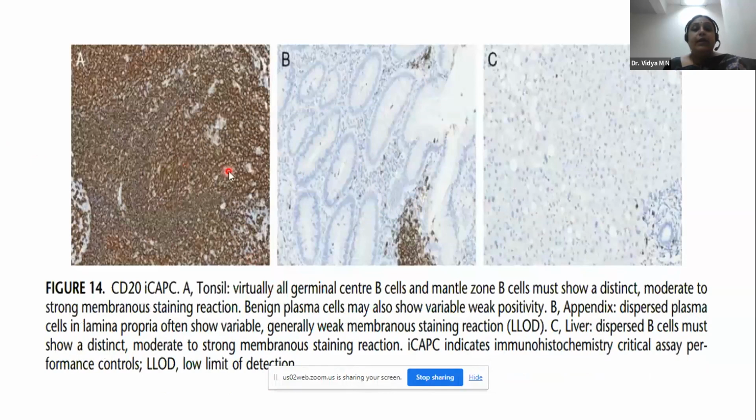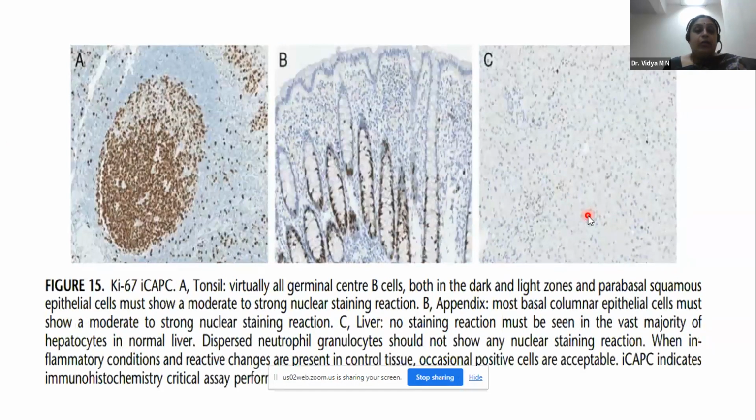For CD20, it will be slightly different. We know that tonsil again here and your appendix. Appendix will have a fewer number of cells. We all know that it is going to be CD3 more than CD20 in a reactive condition. And again, these are benign tissues. And here you can see that in the liver, very distinct staining is seen in only a few of the lymphoid cells which are seen in the portal tracts. Otherwise, in between the sinusoids, there should be no uptake in a benign liver tissue. So that is again on your LLOD.